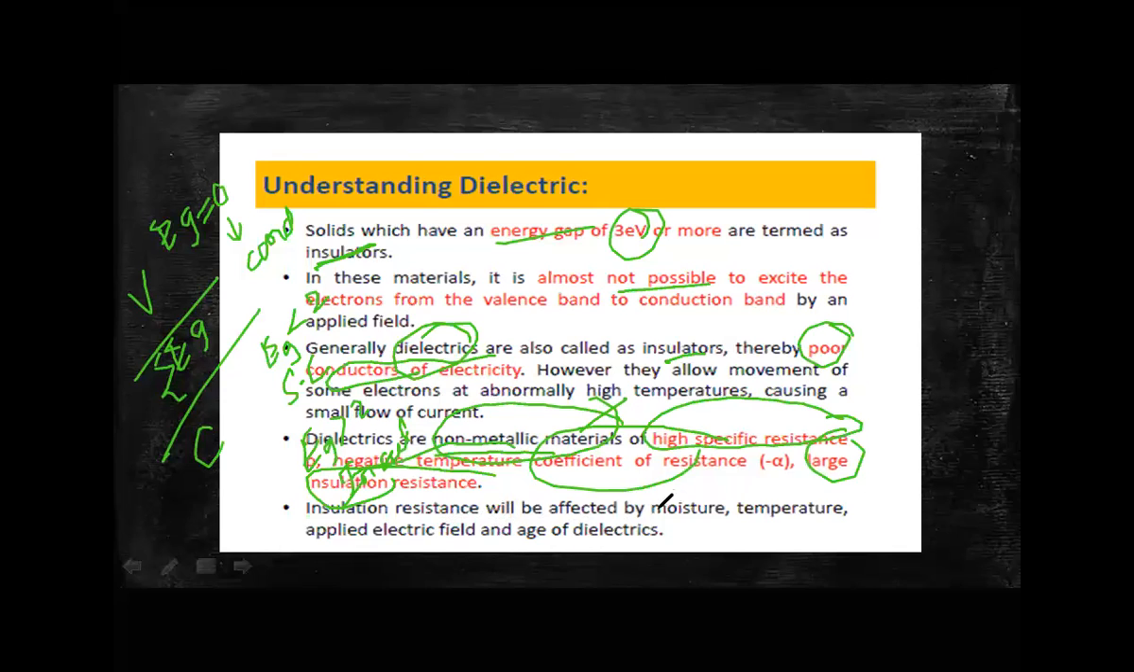What is insulation resistance affected by? It is affected by moisture and temperature. Moisture is a kind of humidity; water molecules are there, so definitely they affect it a lot. Temperature also affects it.